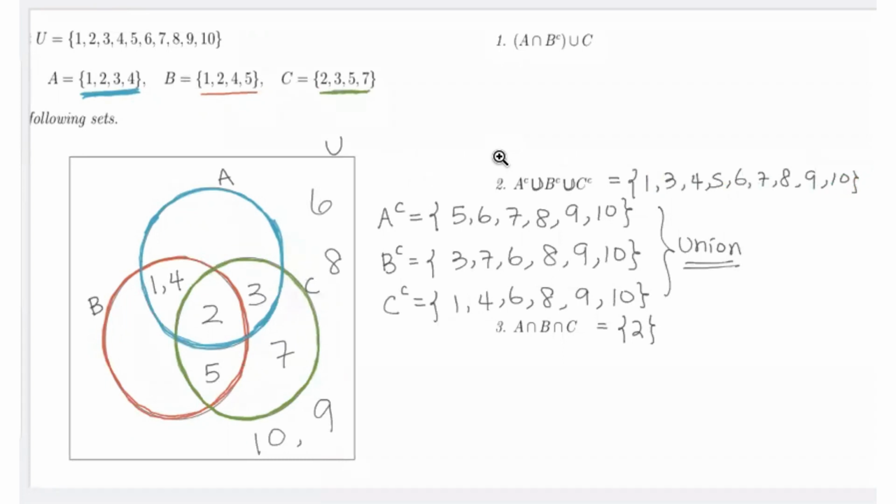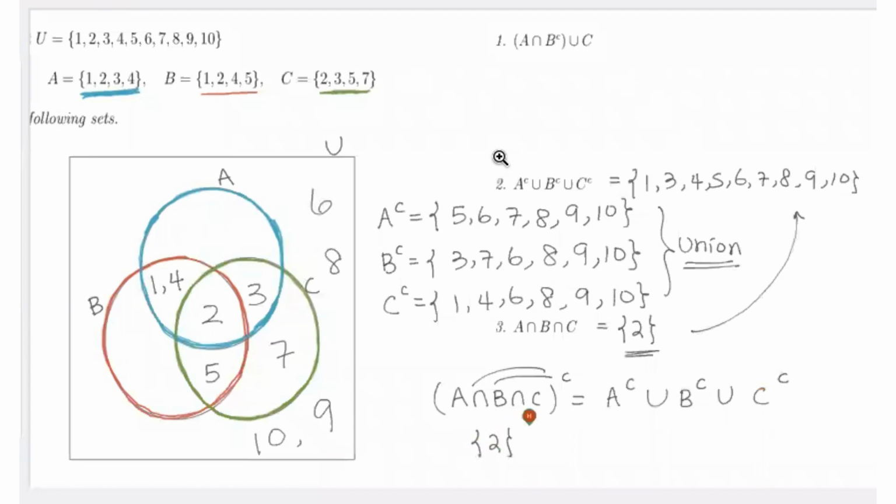Now we just learned De Morgan's law. Do you remember this? A intersect B intersect C, and you take a complement. That is A complement union B complement union C complement, since the complement of an intersection is the union of complements. Isn't this the same as that? So it's a lot easier to take the complement of the two to get this answer. That's De Morgan's law.